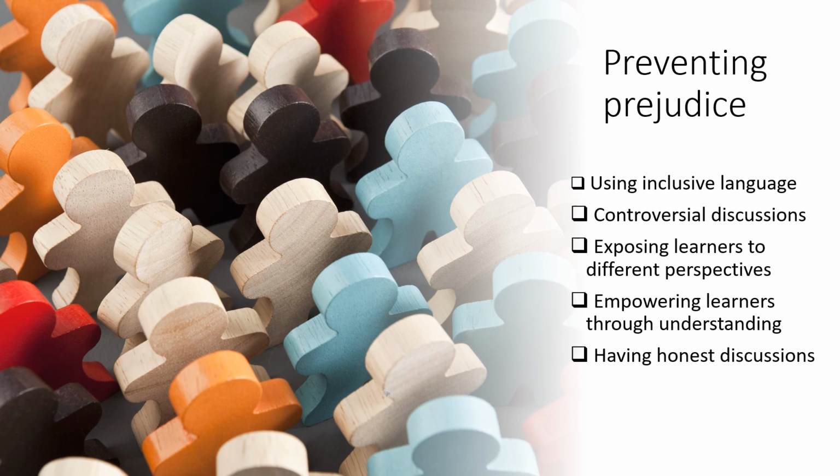Preventing prejudice in the classroom can be done by using inclusive language, encouraging the discussions of controversial issues, exposing learners to a range of perspectives, and also by empowering learners through understanding and by having honest conversations. Attitudes, behaviors, and methods need to change to meet the needs of all the learners.